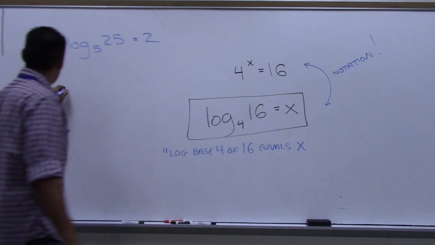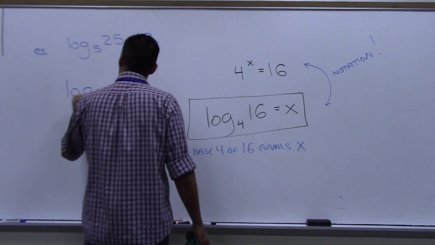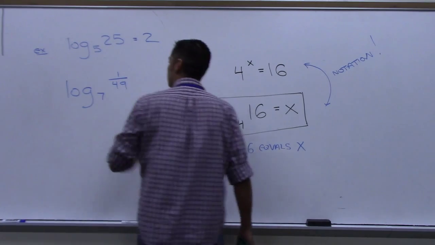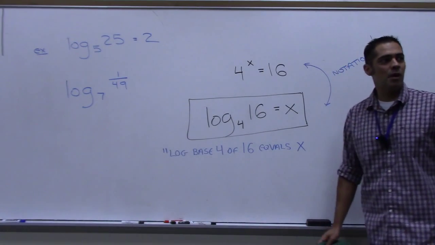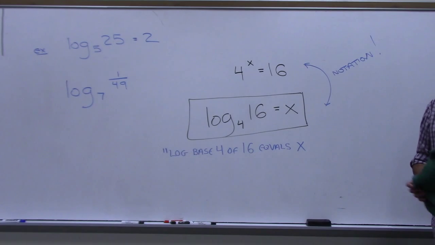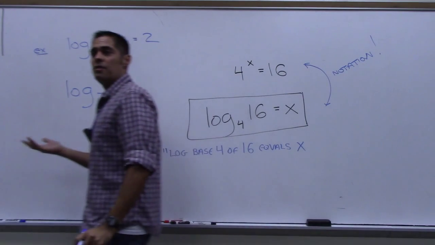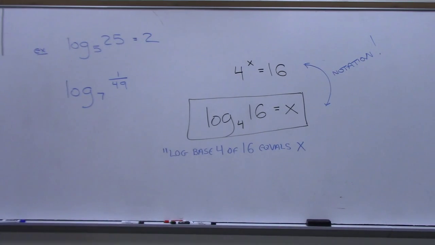Let me write another one down. Log base 7 of 1 over 49. So first of all, translate what that's saying. What is it asking you to do? 7 to what power is 1 over 49, right? That one might not be as obvious. It might be obvious. It just depends on you and the way your brain works.